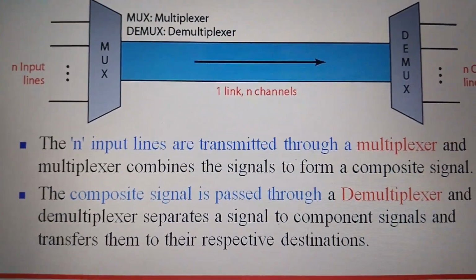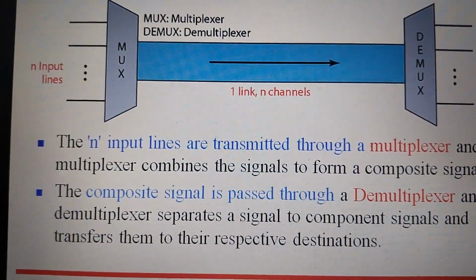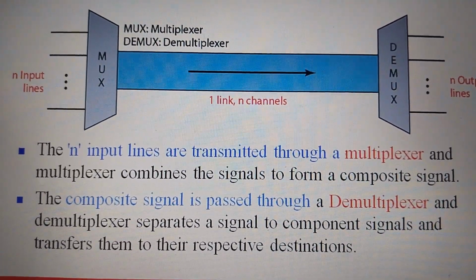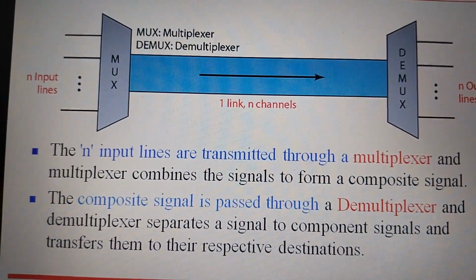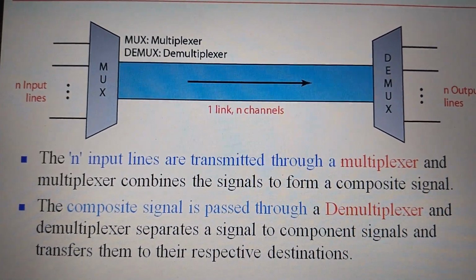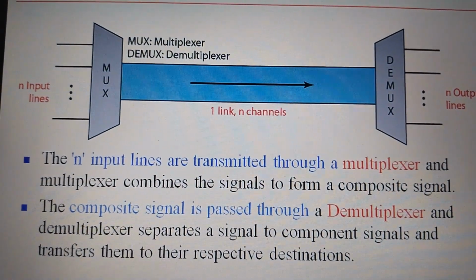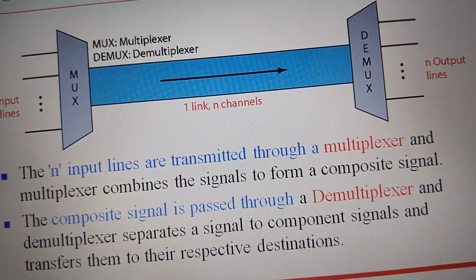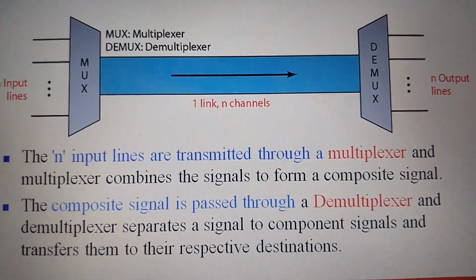Here the n input lines are transmitted through a multiplexer, which combines all the signal lines and forms a composite signal, that is a single signal. The composite signal is passed to the demultiplexer at the receiver side, and the demultiplexer separates the signal into a number of output lines.